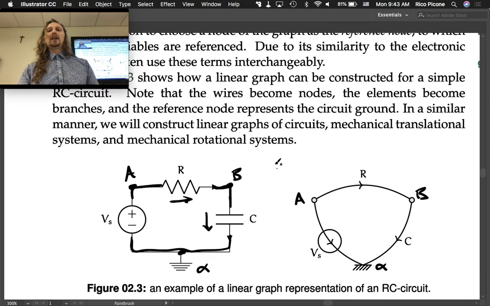Did you guys see approximately how to construct a linear graph from a circuit diagram from this? Elements become branches, nodes become nodes, right? Of course, it gets more complicated than this, but this is the general idea. And then we'll do a bunch of examples as we proceed.